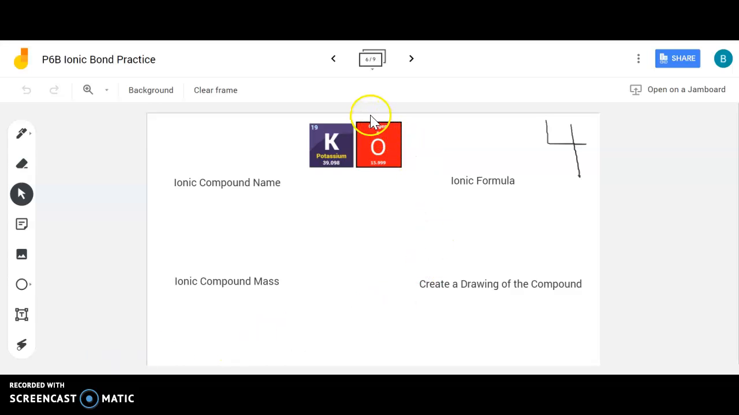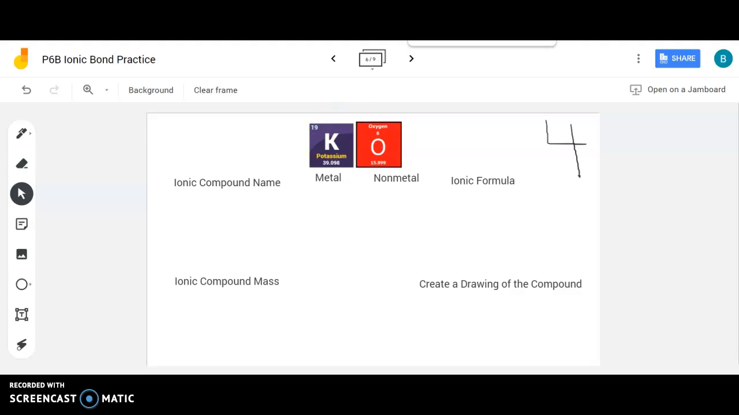So we're going to do a quick review on ionic bonding, starting from what are the ions that make up this bond. So an ionic bond is made from a metal, and it is made from a non-metal. It's when the metal transfers electrons to the non-metal. So they're going to go from potassium, the valence electrons, to the oxygen.